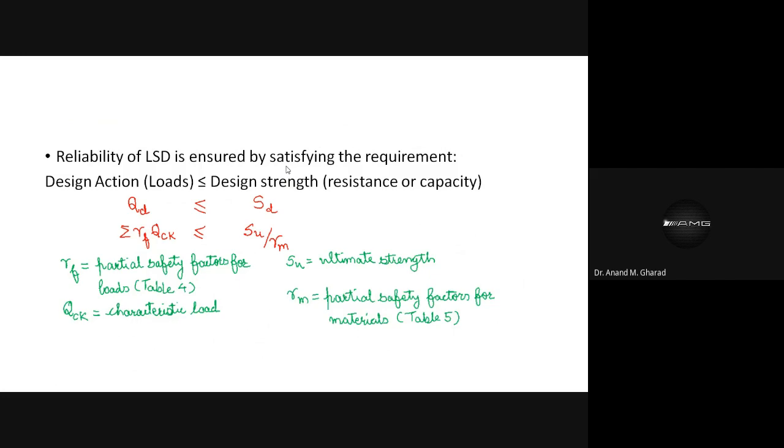Then the main formula or concept of the limit state design method is summarized with the help of this formulation. What it says: design action or design loads should be less than or equal to design capacity or design strength.